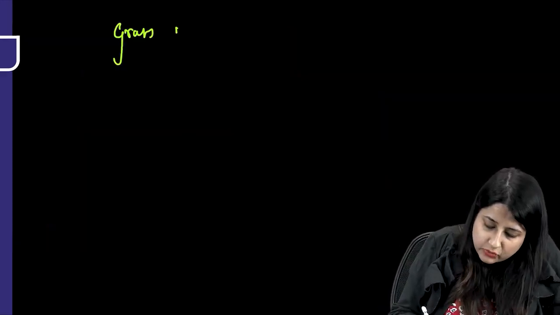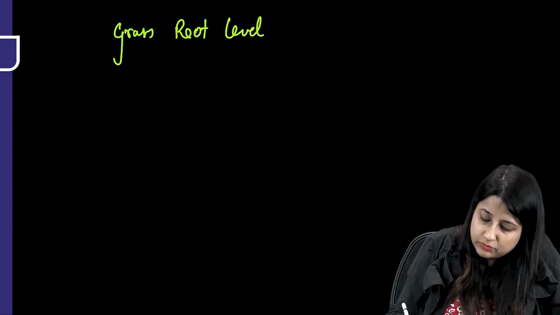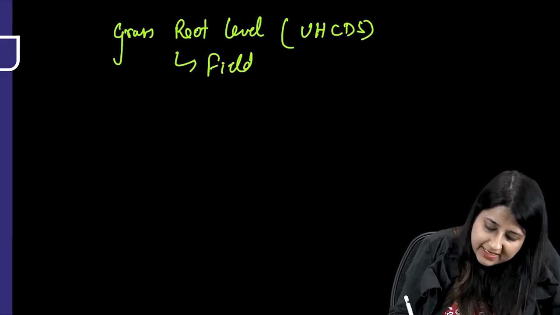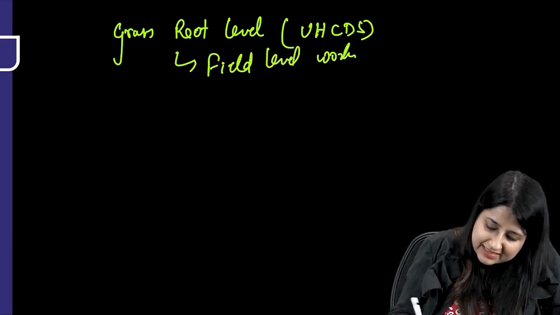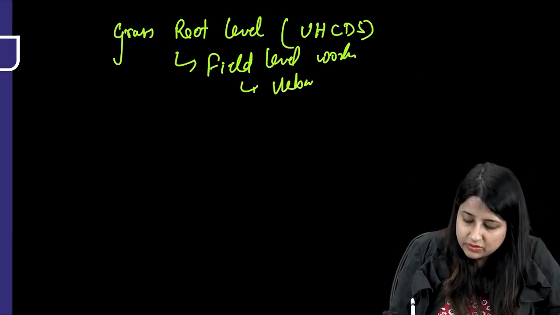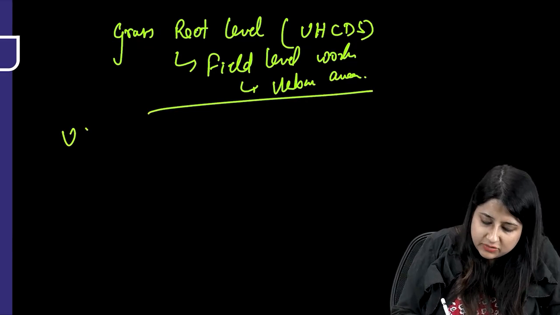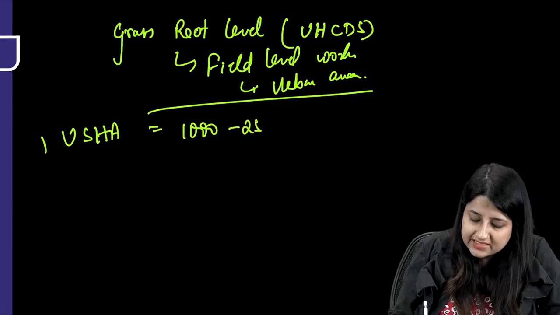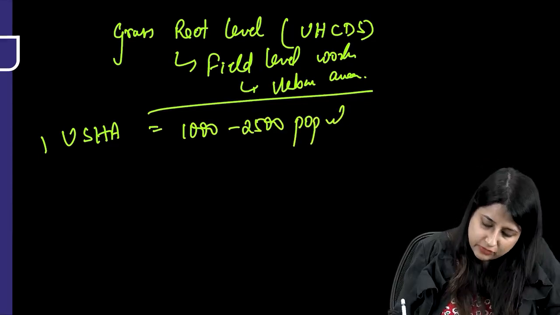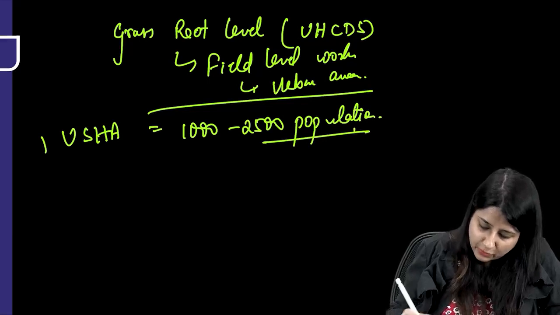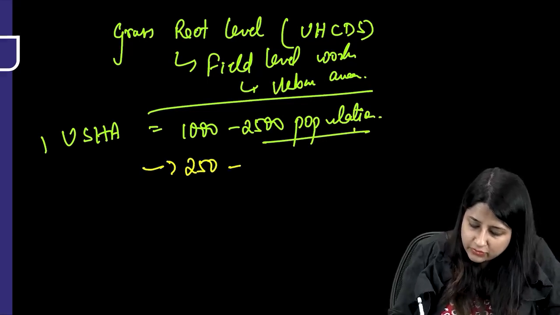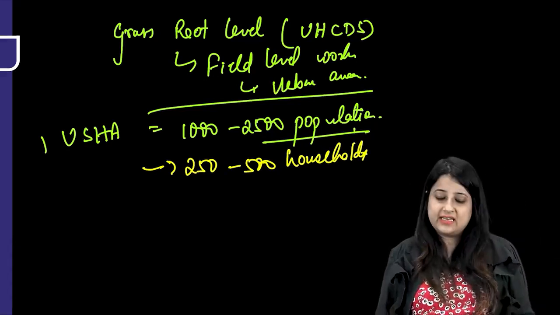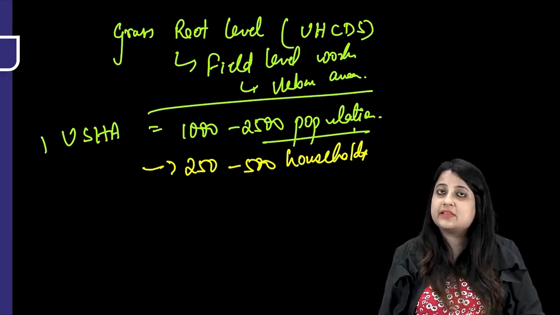But who's the grassroots level worker according to the urban healthcare delivery system? I mean the grassroots level or field level worker in urban areas, just like ASHA. The grassroots level worker in urban areas, everybody, is USHA. One USHA is present for 1,000 to 2,500 population, or you could also say 500 households. Roles and responsibilities are all the same, just like an ASHA. That is important. All right.